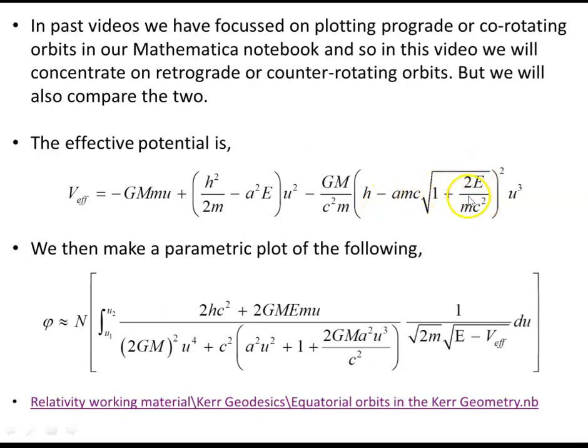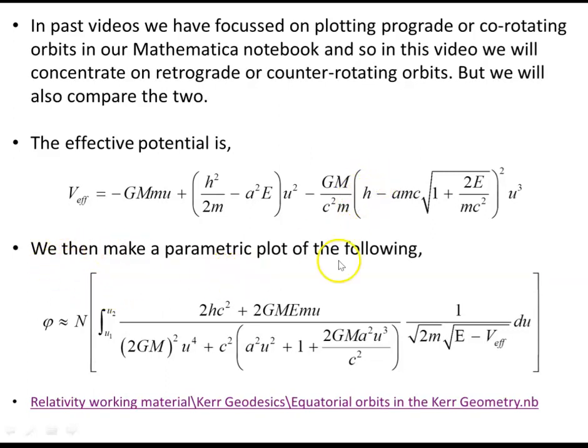What we're going to do in this video is focus on the case where we make H, the angular momentum of the laboratory, in this case the massive particle that's orbiting the black hole, negative. So it's going to rotate against the rotation of the black hole. It will go in the opposite direction. In all the previous videos, H has been positive.